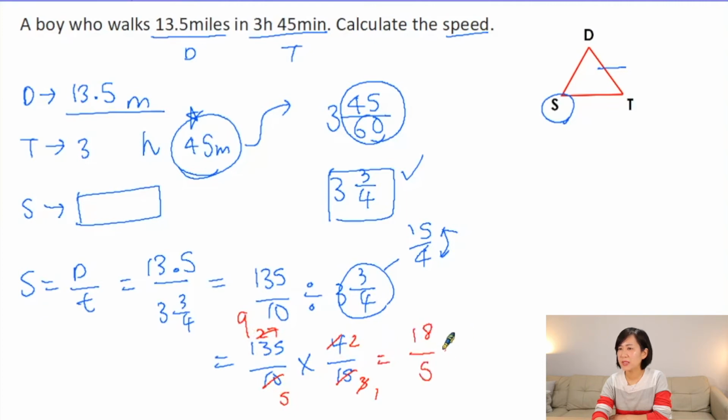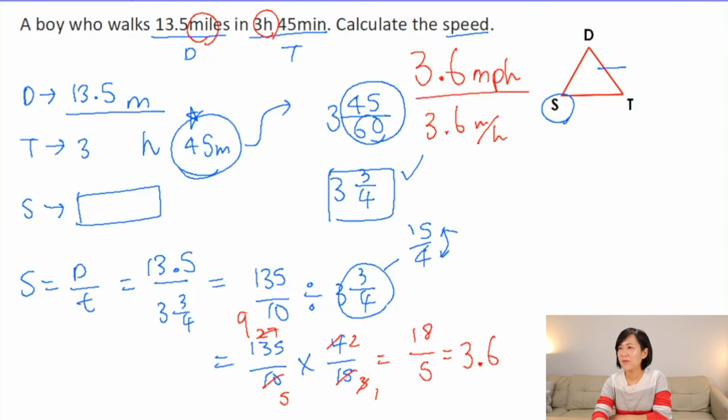And then as a mixed number, it's 3.6. So 3.6 and your unit is mile per hour. Always you must have your unit, mile per hour. You can also write miles per hour. It's the same. Right, done.